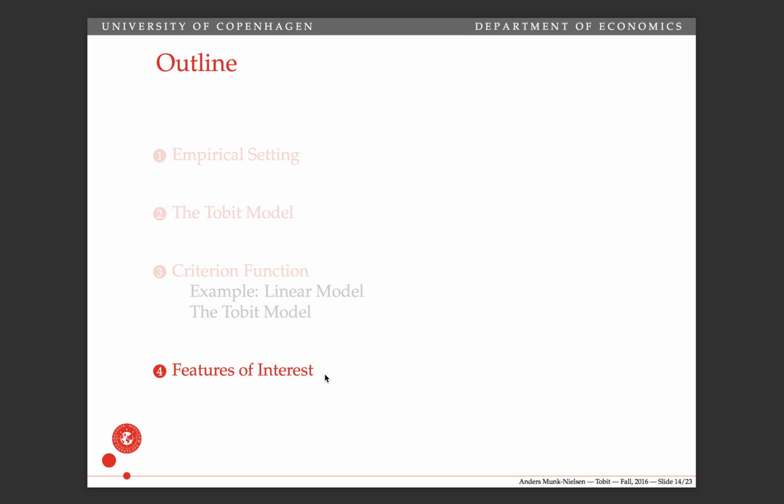Alright, so there are a number of features that we may be interested in when we're working with the Tobit model. These features are the stuff that makes sense: the predictions that we have for y and the derivatives of those. So if we want to be able to ask actual questions, these are the ones that we'll use to answer them.